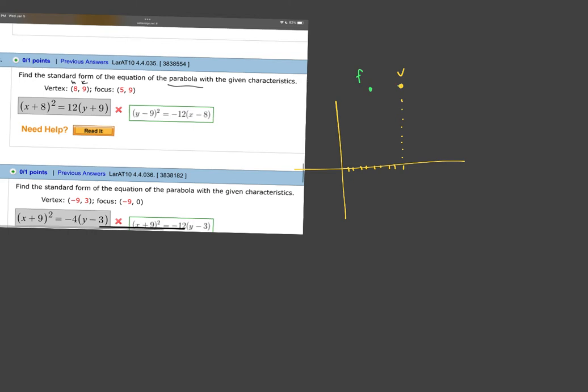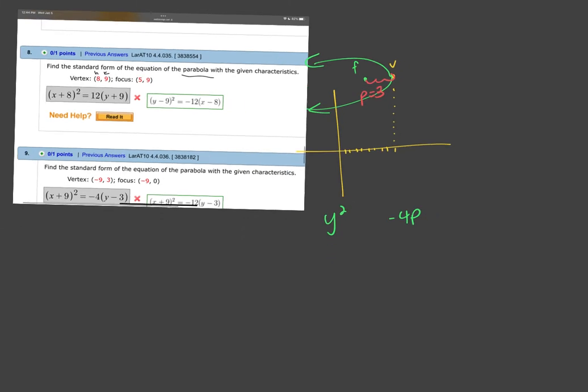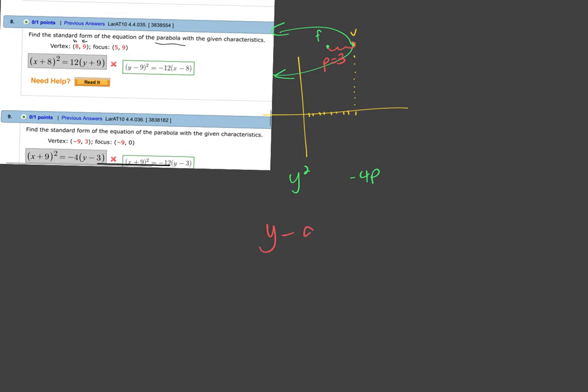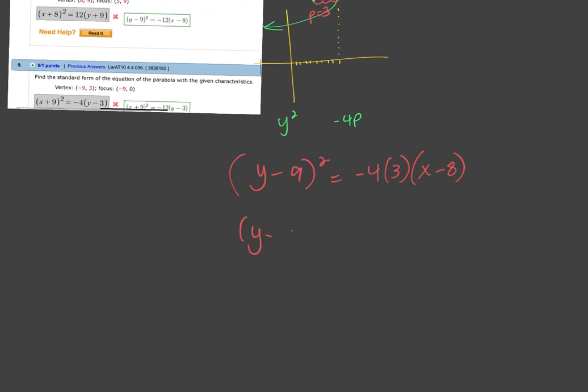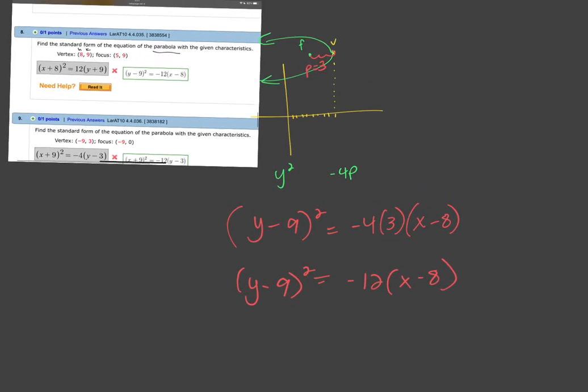So from there, I know it's going to go left, right? If it points left, it's a y squared, but it's a negative 4p. And then I need the p value, so I'm going from 5 to 8, which means p is 3. So I'd get y minus the k, which is 9, squared equals negative 4 times 3 times x minus the h, which is 8. And then I get (y minus 9) squared equals negative 12 times (x minus 8). So you just switched which was squared, yeah.